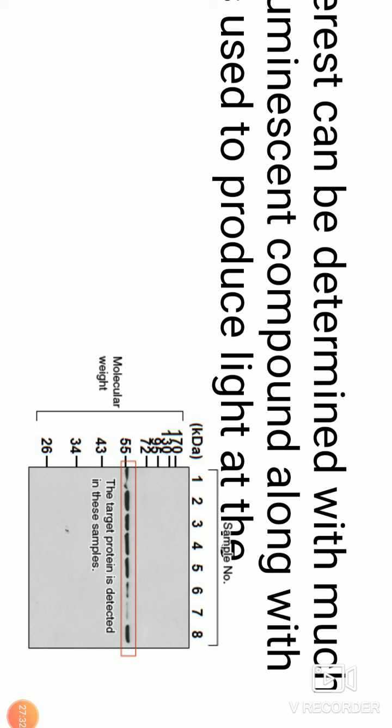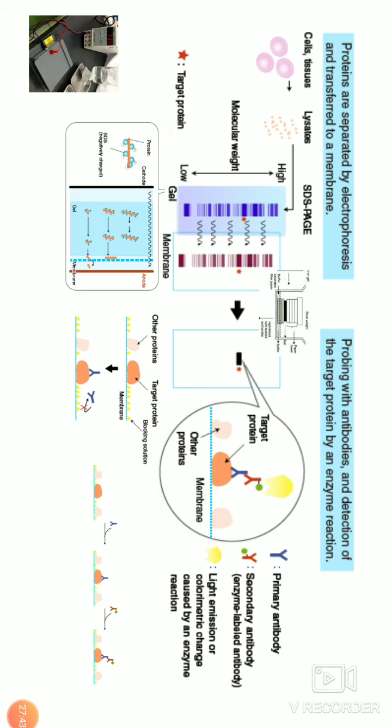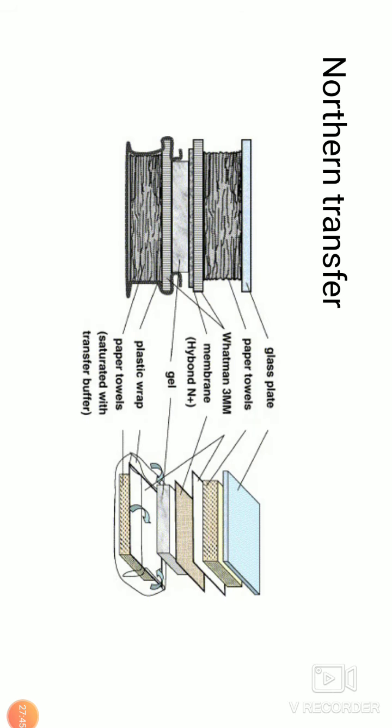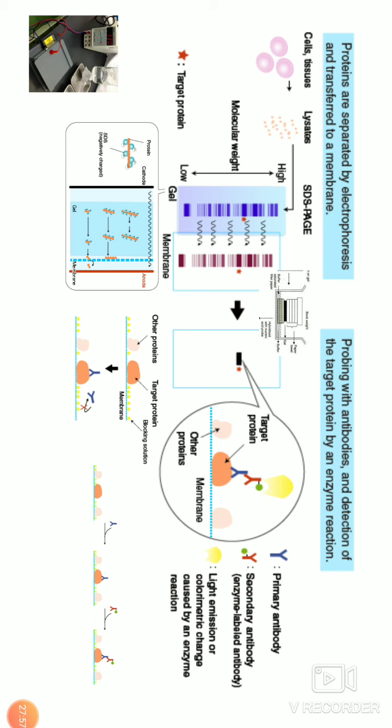If the antibody is very specific and you do not have any other contaminants in the whole protein transfer, you can have one single band of interest appearing. So that was about the western blot. And now we will see what is called the northern blot.